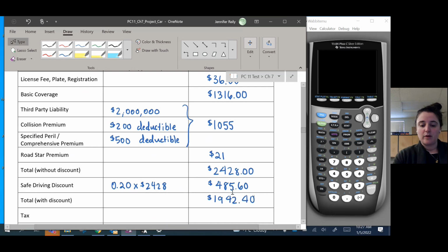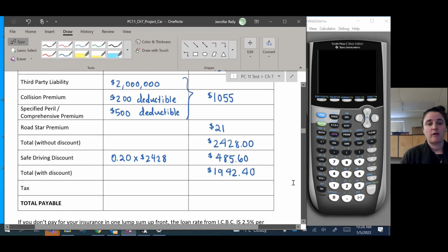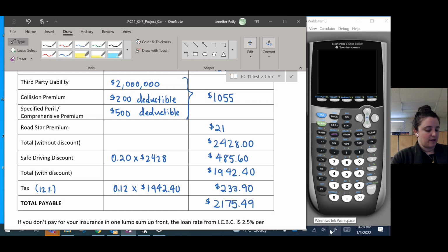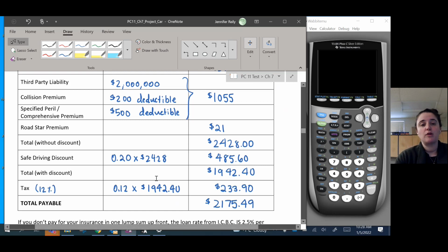So subtracting that off, you get $1,942.40. You do have to pay tax on insurance, and tax for any typical product in BC is 12%. So you'll use 12% in your example as well. So 0.12 times 1942.40, and the tax ends up being $233.09 for a total of $2,175.49.